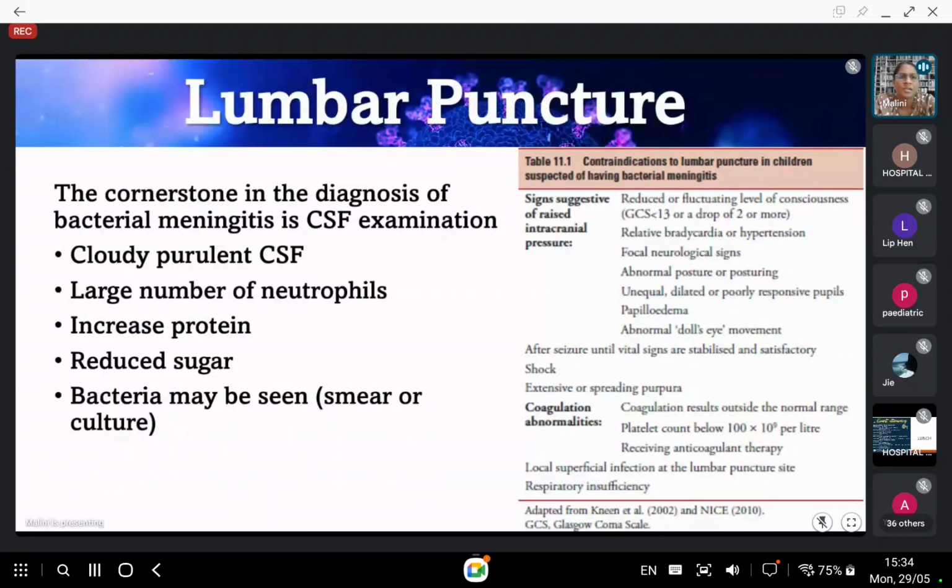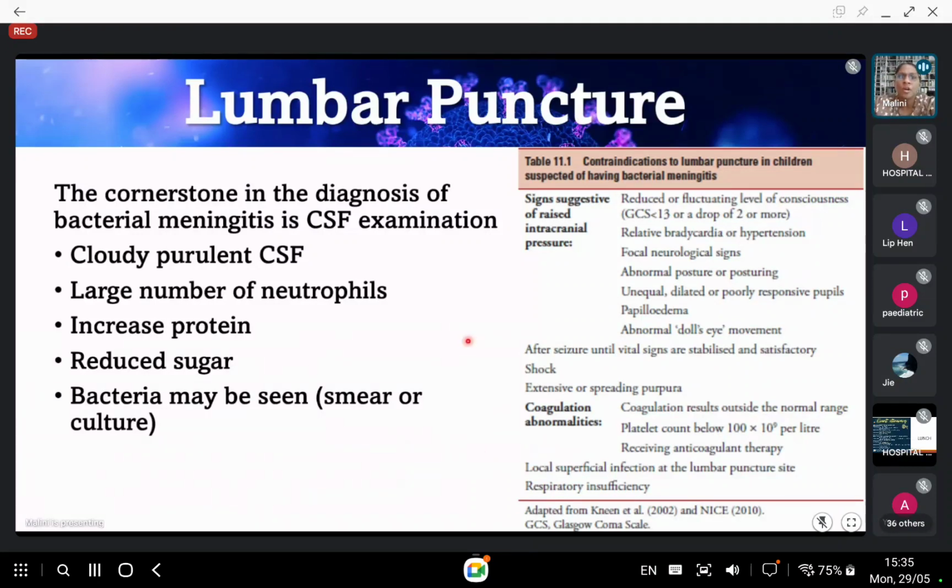So the cornerstone of diagnosis of bacterial meningitis is CSF examination, and it is classically described as a cloudy, purulent CSF with a large number of neutrophils, increased protein, reduced sugar, with or without bacteria on the direct smear. If you have already started antibiotics, you might not culture anything. However, your sugar and proteins will remain abnormal for quite a long time.